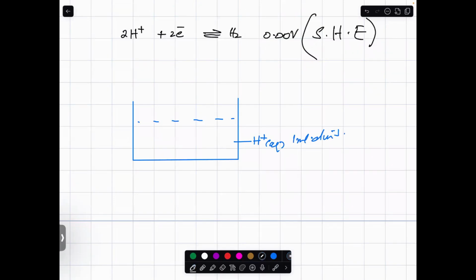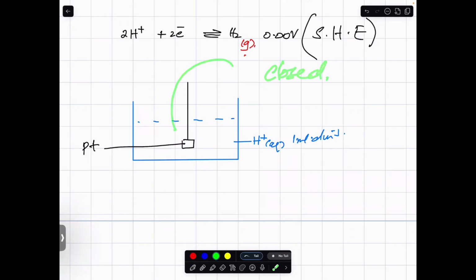What should be the electrode? Definitely platinum. And for this gas, you will bring this gas at 1 atmosphere pressure and you have to dissolve it in. So you will use some closed container to bring hydrogen. So what we are supposed to do? We will use a glass bell.